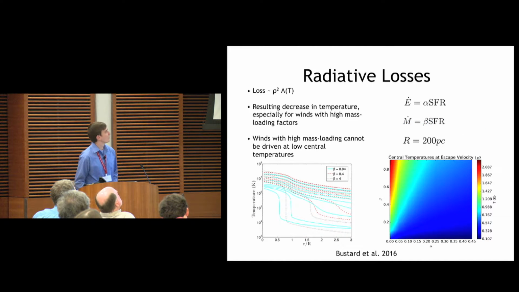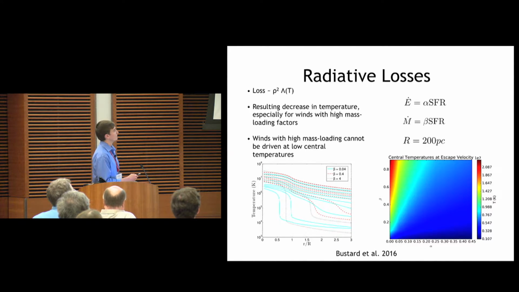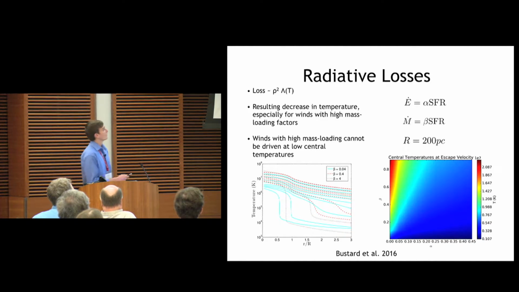So let me say a little bit more about this. Radiative losses in general result in a decrease in the temperature. So here I've plotted temperature profiles versus radius for a number of different wind solutions. And what we can see for different mass loading factors beta is that you have a lot of solutions that go out to almost the radius of the galaxy and then drop very sharply. So it's a catastrophic loss in temperature. And we're finding that these solutions are actually very abundant, so we see these everywhere.